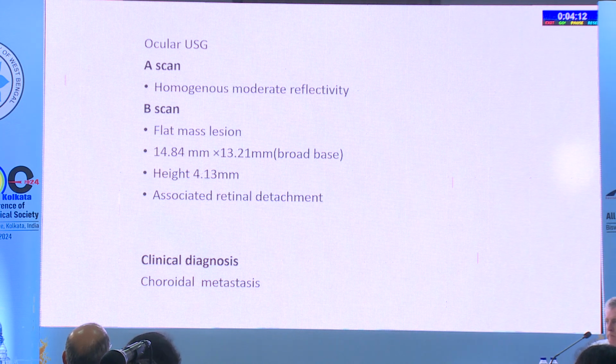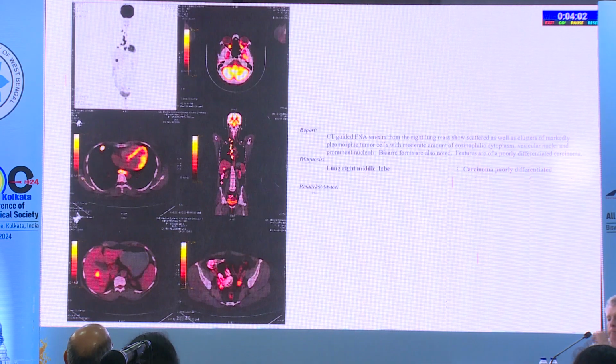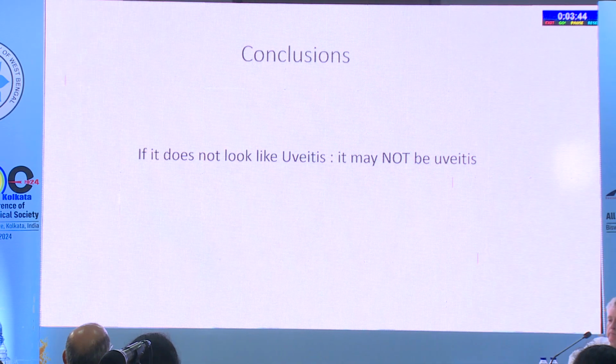So there is no point wasting time on looking at anything. Just get a good history. She did fortunately give some history which could be pointing towards this. We just got the PET scan and it was actually poorly differentiated carcinoma in the lung for a 40-year-old lady who had no history of smoking or whatsoever. But it is just based on your clinical examination of the eye.